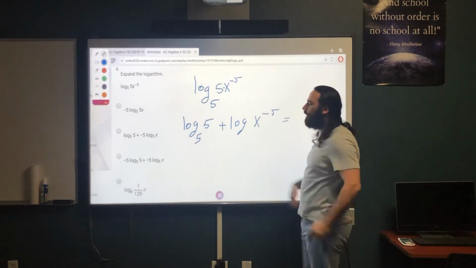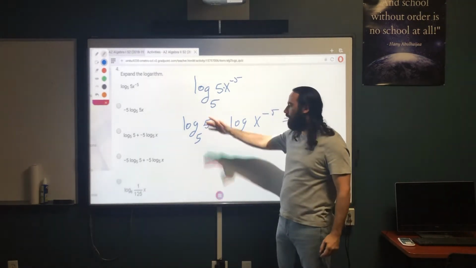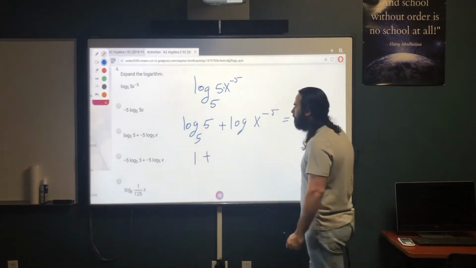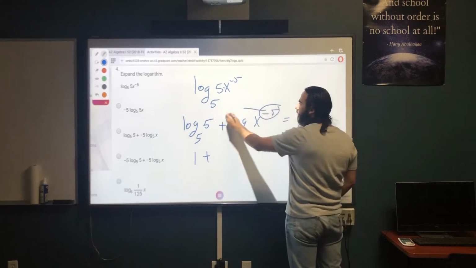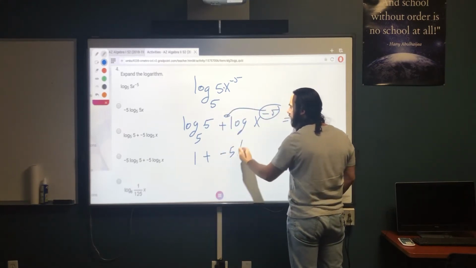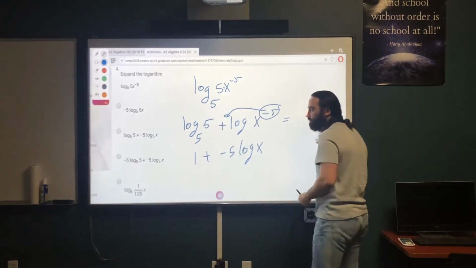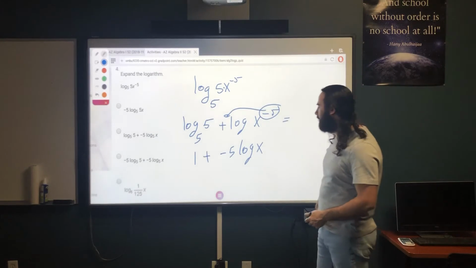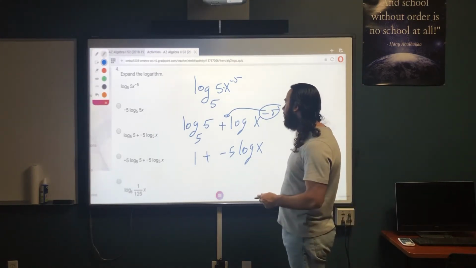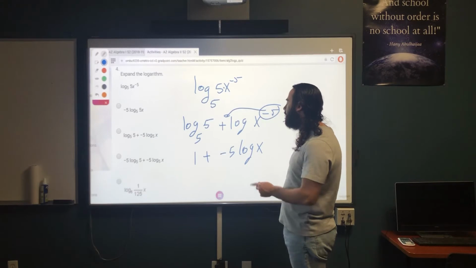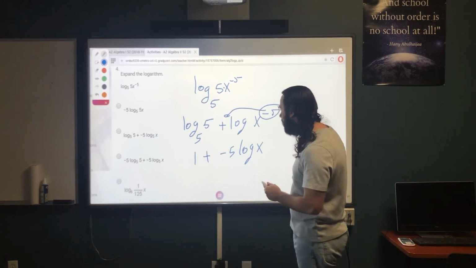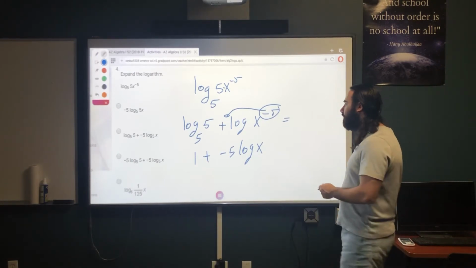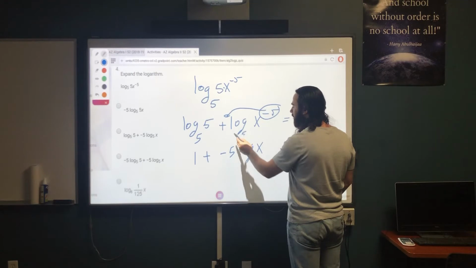Now when you have log 5 base 5, or log 10 base 10, or log 20 base 20, the answer will always be 1. Plus, you take the exponent and put it down, so it's going to be negative 5 times log x. And that is the answer. So we have 1 minus 5 log x. And of course, the base 5 always stays the same. The base doesn't change.